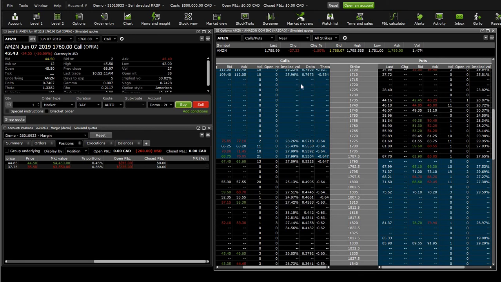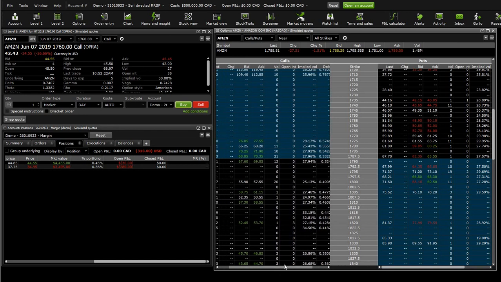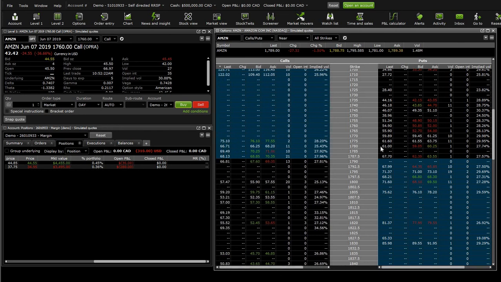Delta is the change in the option pricing in relation to the stock price, and theta is the time premium associated with the stock. Okay, so just quick basics. If you guys have any questions, feel free to ask me. And I would strongly recommend paper trading options, because as you can see, we've lost $300 in the span of about 20 minutes, so that's not the most fun thing to do.